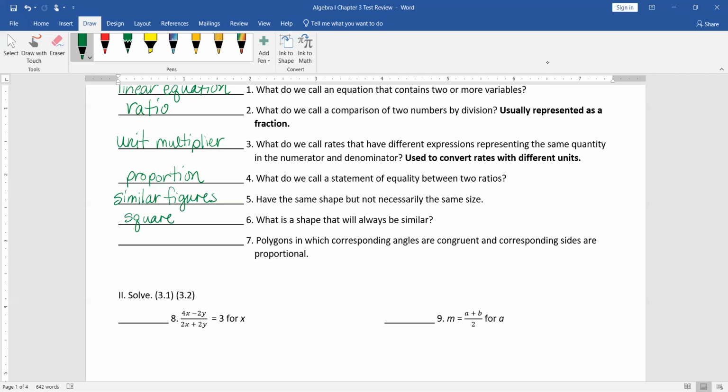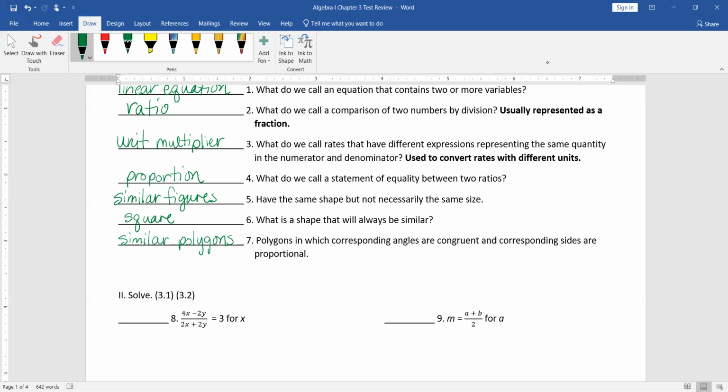All right, and then of course, by definition, polygons in which the corresponding angles are congruent, which means the angle values are the same, and the sides are proportional, are called similar polygons. But they must have the same corresponding angle measurements in order to be considered similar. Okay, so let's get into some practice.